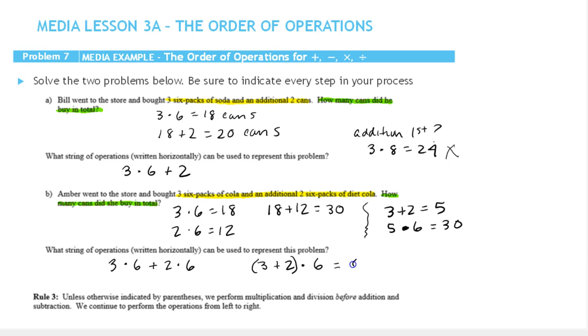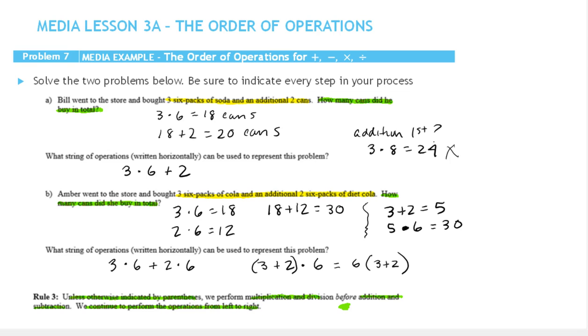We wanted to add 3 and 2 first and then multiply by 6. And probably a better way for us to write this would be 6 parentheses 3 plus 2. And we're going to learn more about this in the parentheses section, which is coming up shortly. Whenever we want to bypass the convention of the order of operations, we can use parentheses. But for the time being, this is a good way to write this horizontally because it's going to follow Rule 3. Unless otherwise indicated by parentheses, we perform multiplication and division before addition and subtraction. And we are going to continue to perform the operations from left to right.